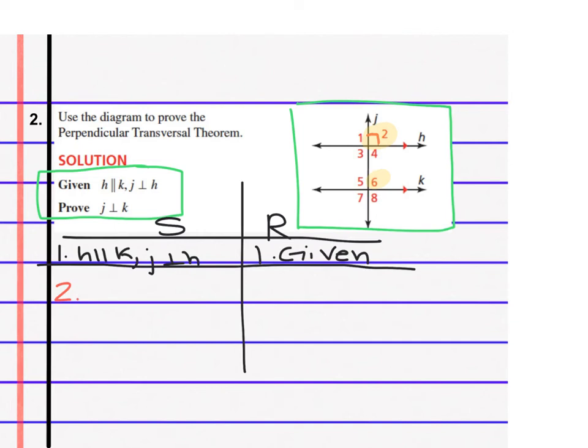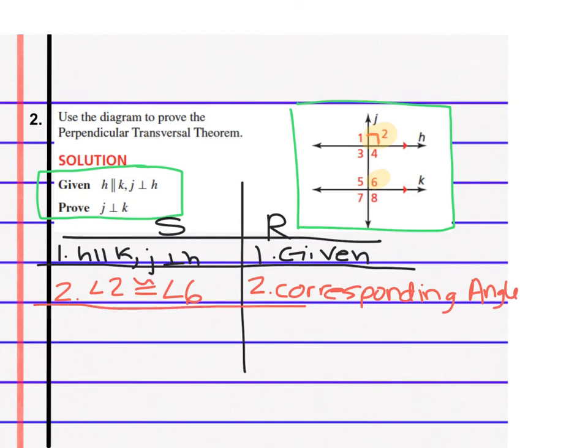So I know that angle 2 is congruent to angle 6. How do we know that? What type of angles are 2 and 6? This is something you should know. They're corresponding angles. All right. Then I also know that angle 2, it's marked on my diagram, is 90 degrees. So angle 6 is also going to be 90 degrees. So I'm going to say angle 2 and angle 6 are 90 degrees.